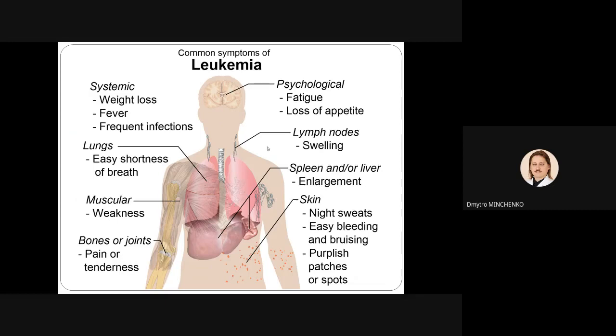Common symptoms of leukemia: physiological fatigue, loss of appetite, lymph node swelling, spleen and liver enlargement, hepatosplenomegaly. Skin shows signs of night sweating, easily bleeding and bruising, hemorrhagic syndrome, purpurish patches or spots. Bones or joints may exhibit pain or tenderness, muscular weakness. Lungs, shortness of breath, and systemic weight loss, fever, and frequent infections.